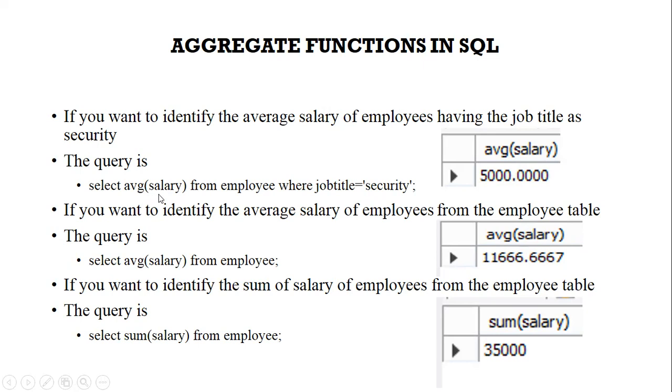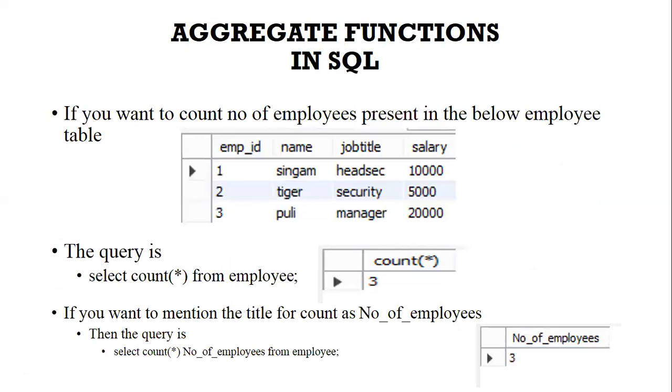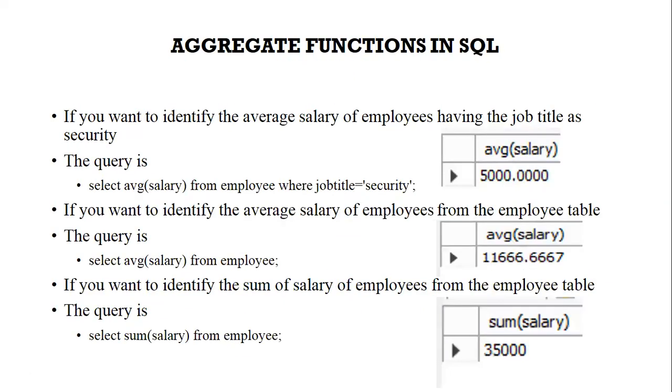If you want to change the title average salary to some other name, we can use this type of query. For example, select average of salary as average from employee where job title equal to security, which means it will display only the title average.